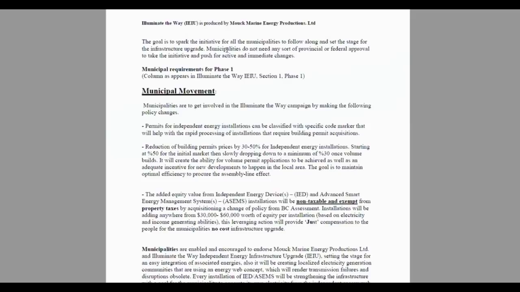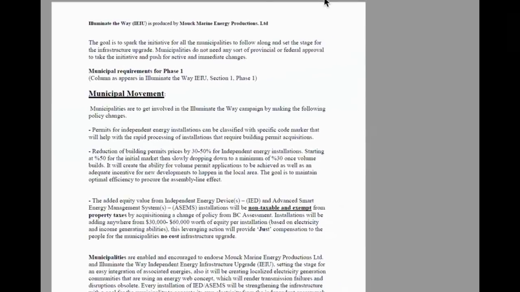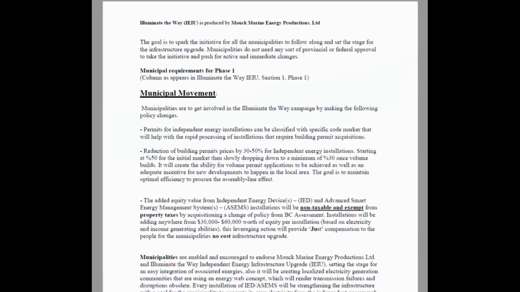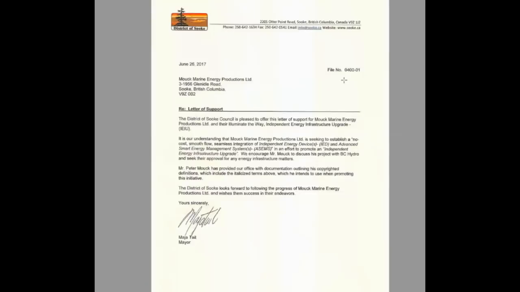Municipalities do not need any sort of provincial or federal approval to take the initiative and push for active and immediate changes. Well, that definitely is true, because look, there's the action, there's the support, there's what made it go. The actual original signing of the document was June 30th, so the day before Canada Day.